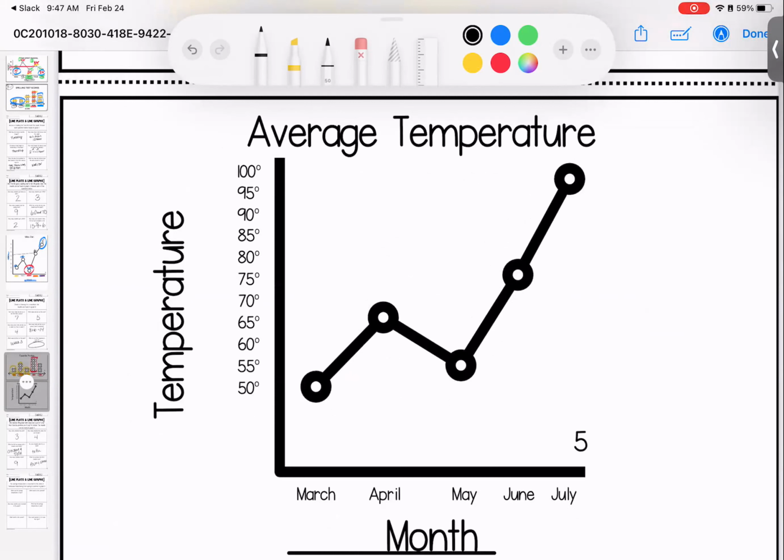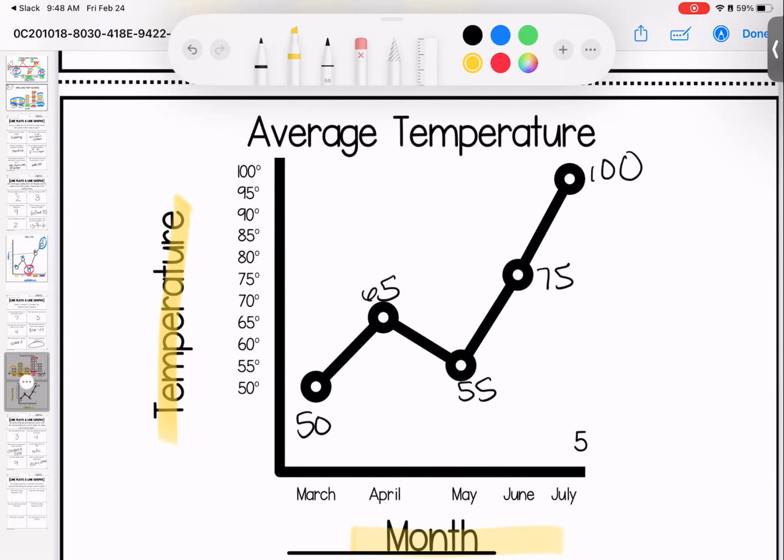All right, my loves, we are on our last graph where we're looking at the average temperature. We're comparing the month to the temperature that we saw in that month. So let's go in first and let's write in our temperatures. So if we're looking, we have a 50, a 65, 55, 75, and 100. What was the average temperature in April?